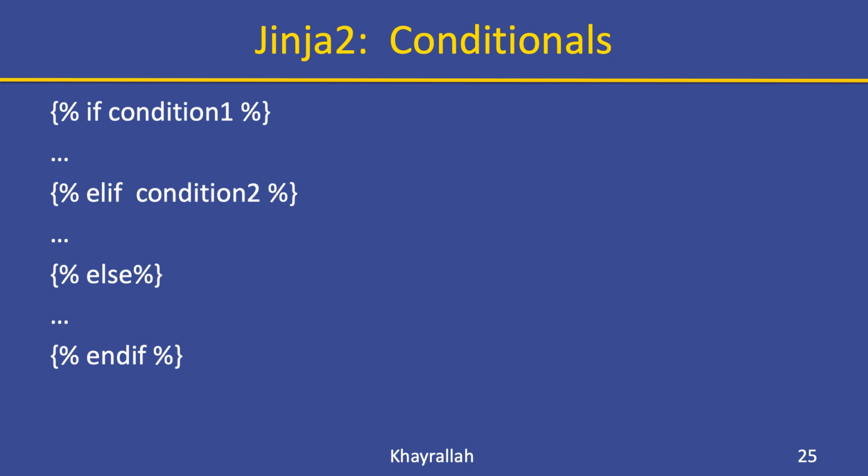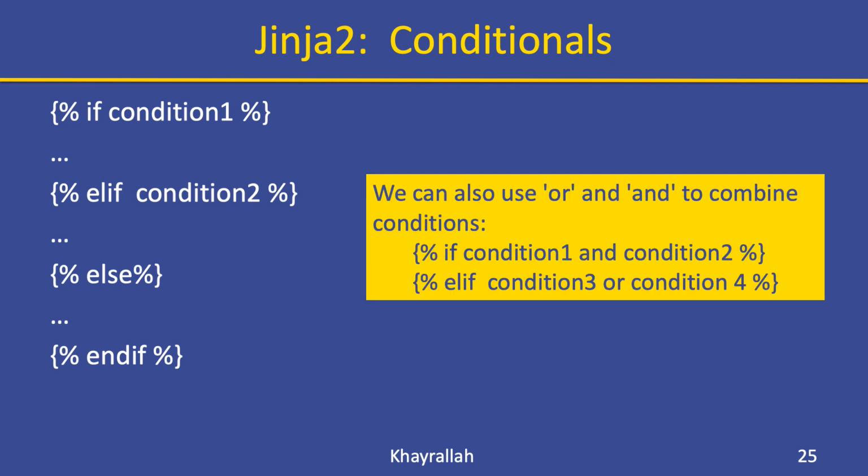Here's how we write a conditional statement in Jinja 2. We have the if followed by the first condition. We can have an elif, just like in Python. We can also have an else branch. The only difference with Python is that we have to have an end to the if block, and that's delimited by the endif statement. Note that we can also use or and and spelled out to combine conditions.